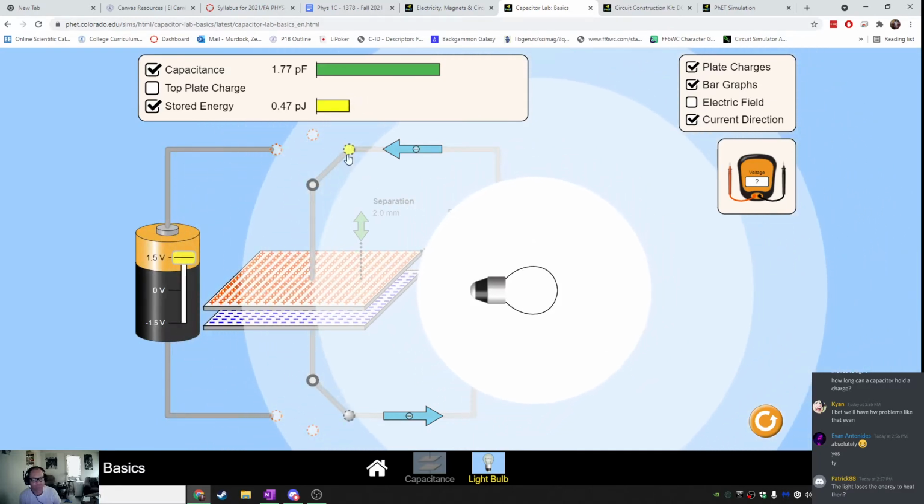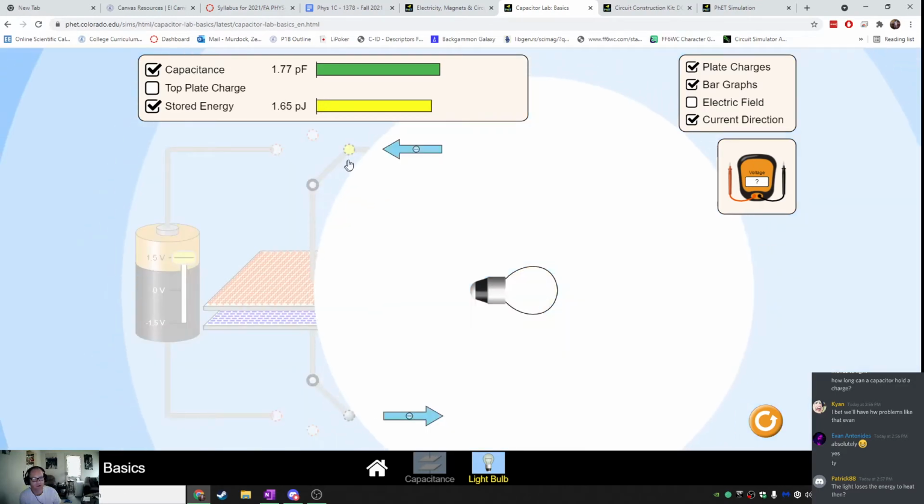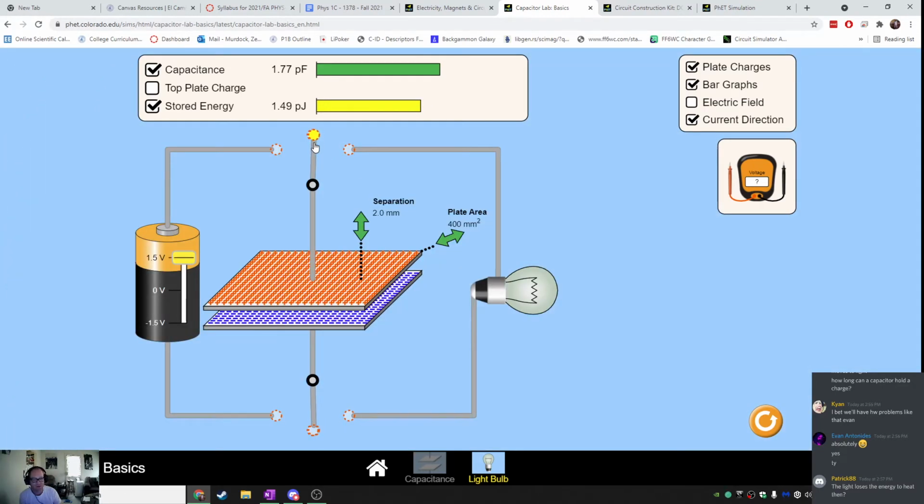So it doesn't provide a constant source of power like a wall socket, but it can provide bursts of energy. In fact, some electric cars actually use capacitors to replace batteries. I don't know if you all knew that.